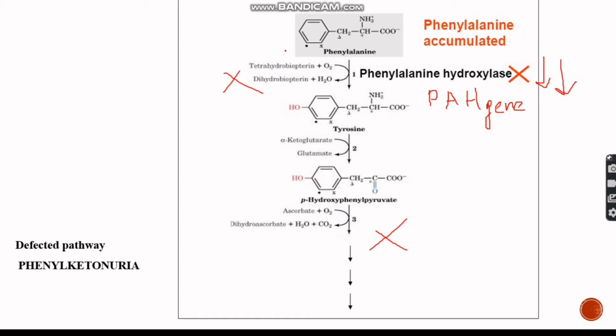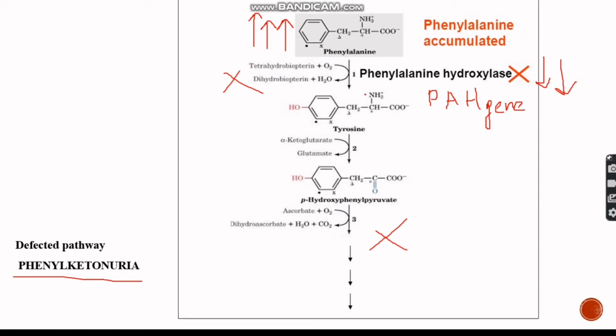Then in turn this phenylalanine will get accumulated in our body. It will accumulate in our blood, in our tissues, in our plasma, and will also be excreted in the urine. So this condition is known as phenylketonuria, in which there is an excess amount of phenylalanine in the body. There are two conditions: when the phenylalanine hydroxylase enzyme is not present, phenylalanine cannot convert into tyrosine and it will accumulate.